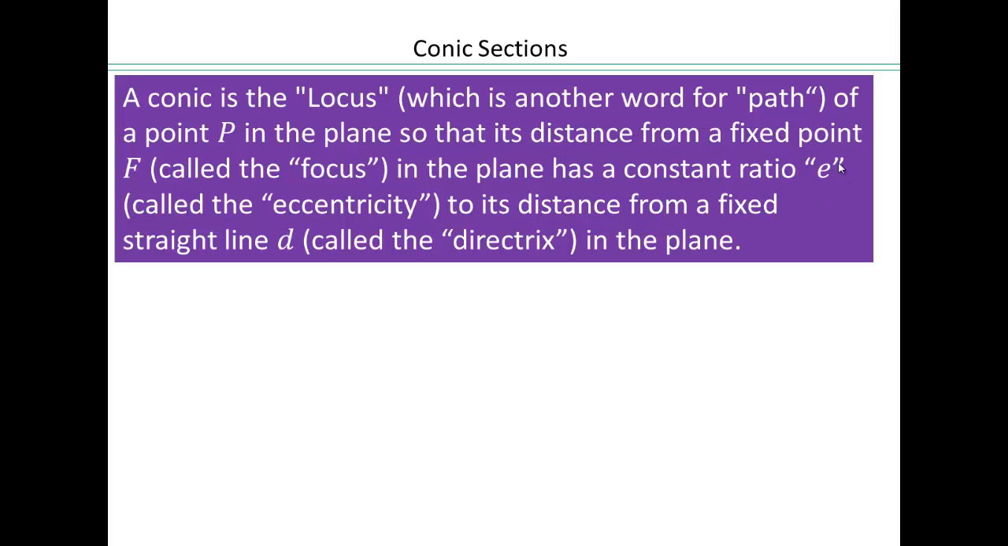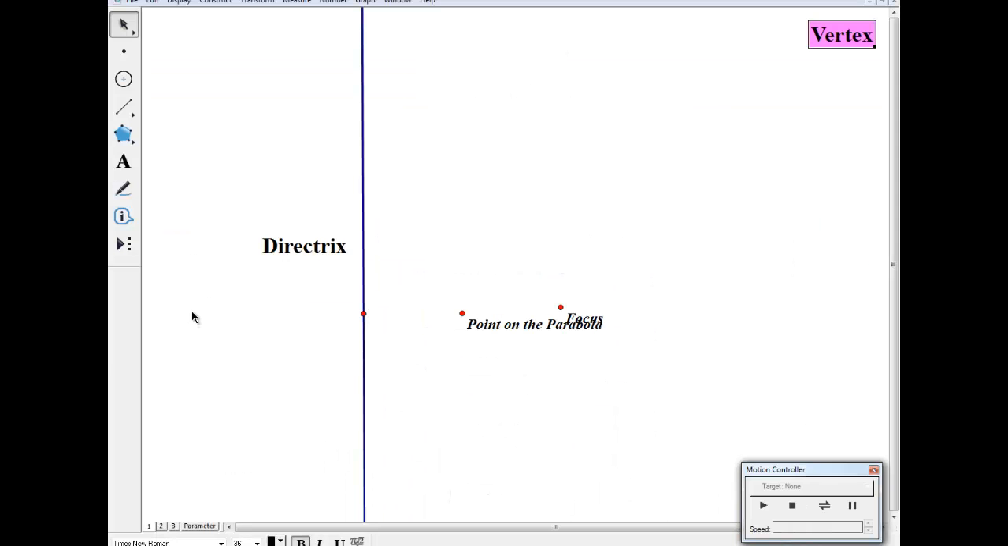So if this ratio is 1, for example, you get parabolas. If the ratio is smaller than 1, you get ellipses, and bigger than 1, you'll get hyperbolas. But it's a hard definition to process, so let's take a look at what this really means. So here's a fixed line, which we're going to call the directrix. Here's a fixed point called the focus.